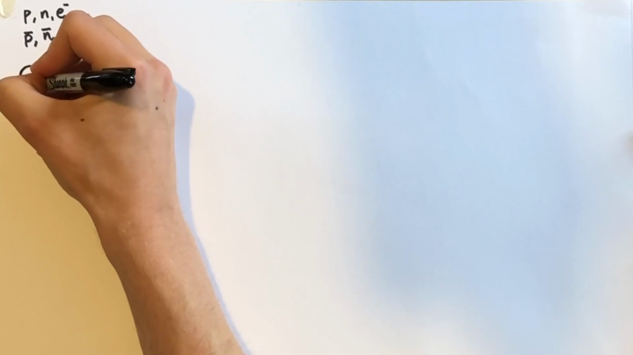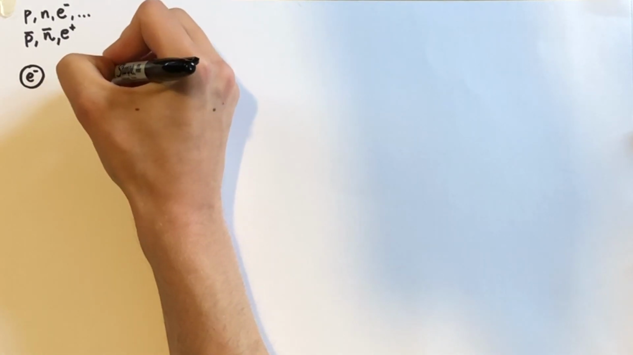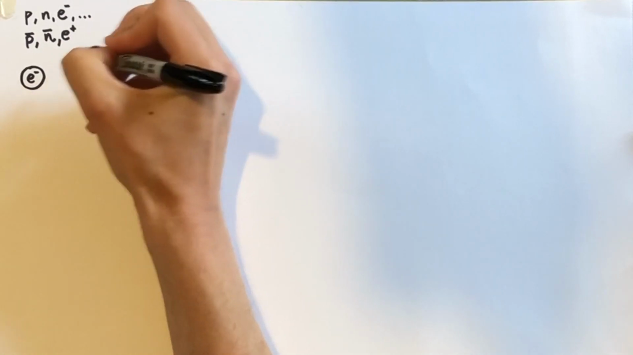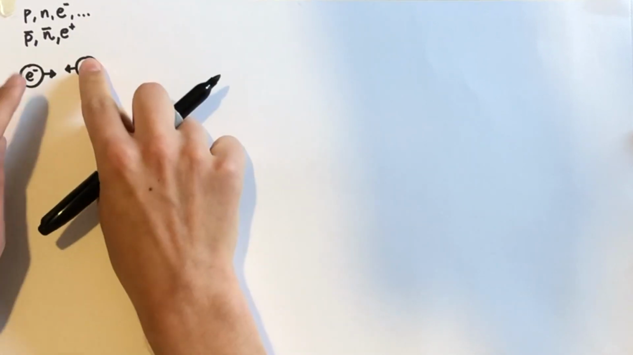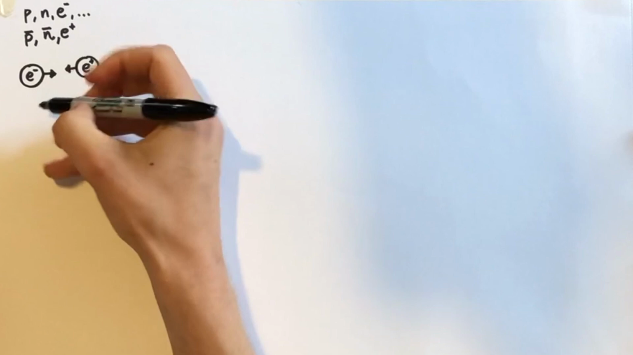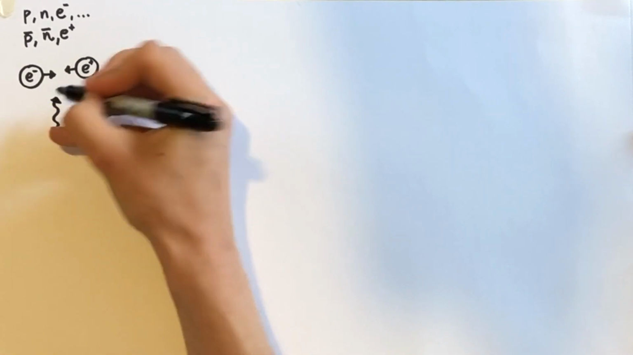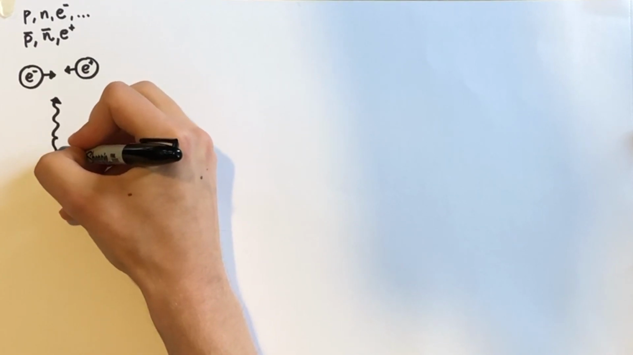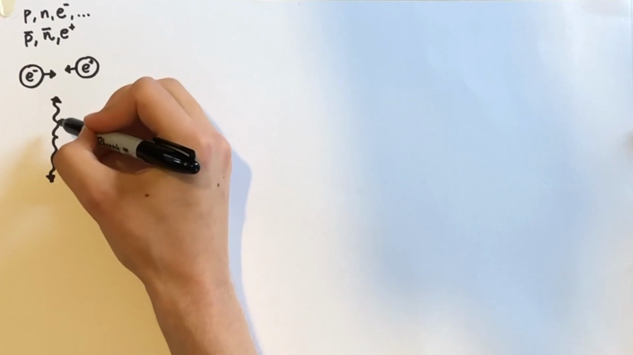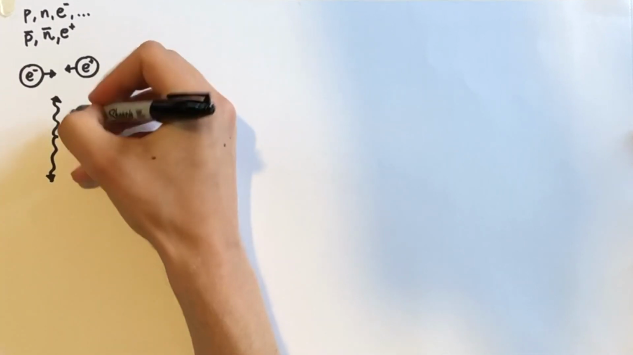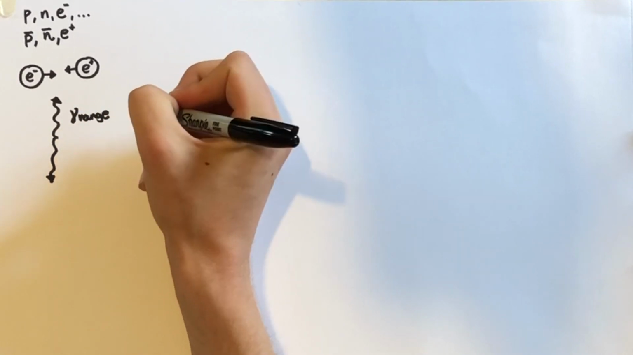So say we have an electron and a positron, and they're heading towards each other, and when they hit each other and collide, they will annihilate and release energy in the form of electromagnetic radiation. And this electromagnetic radiation is normally in the gamma range part of the spectrum.